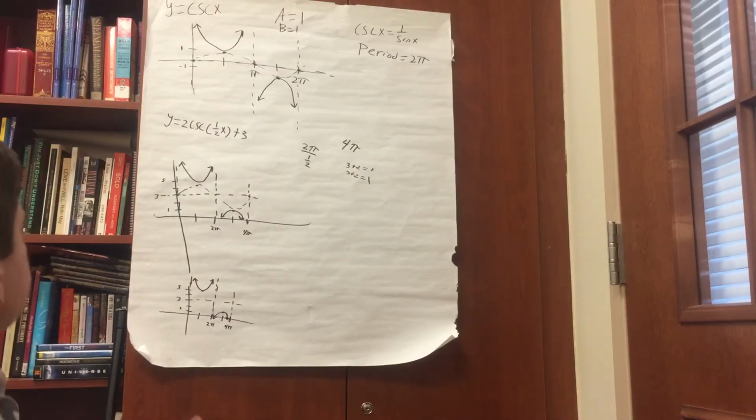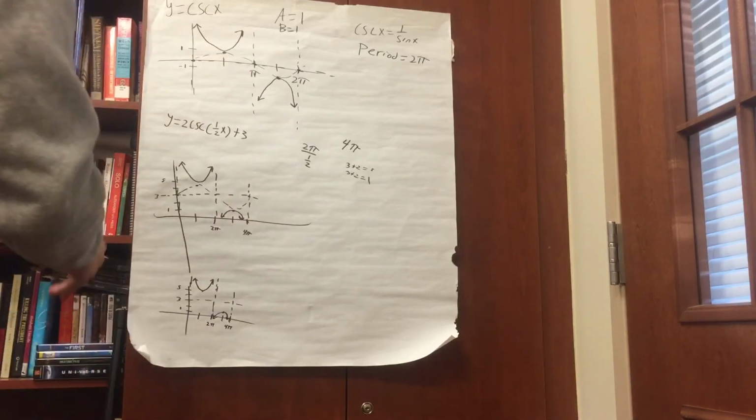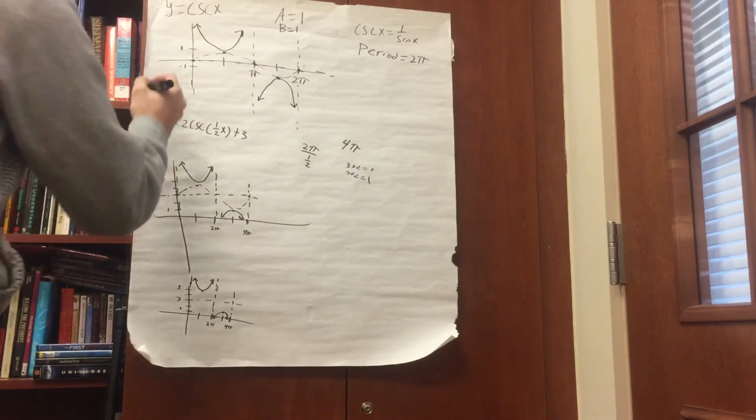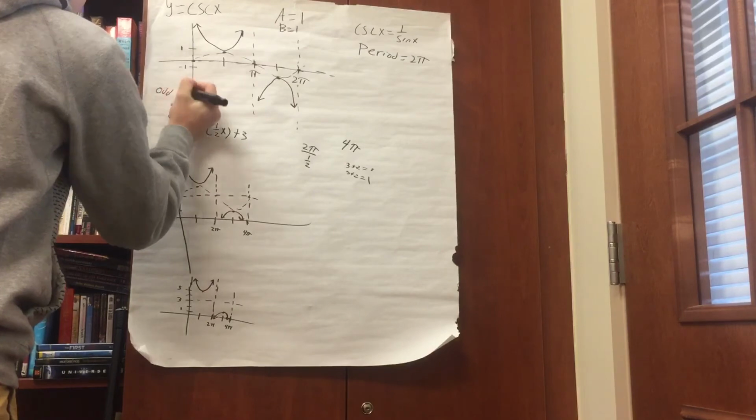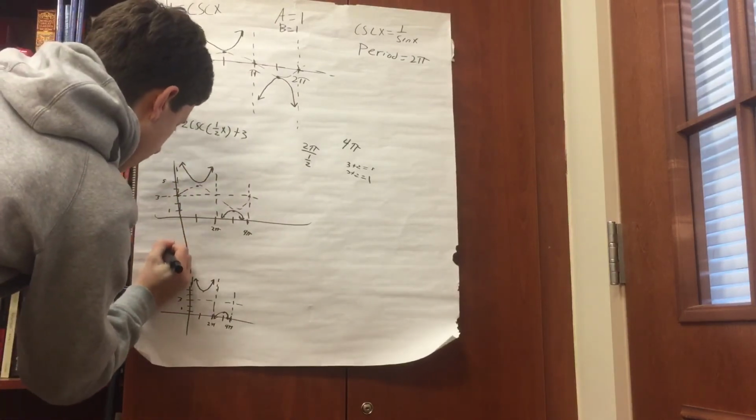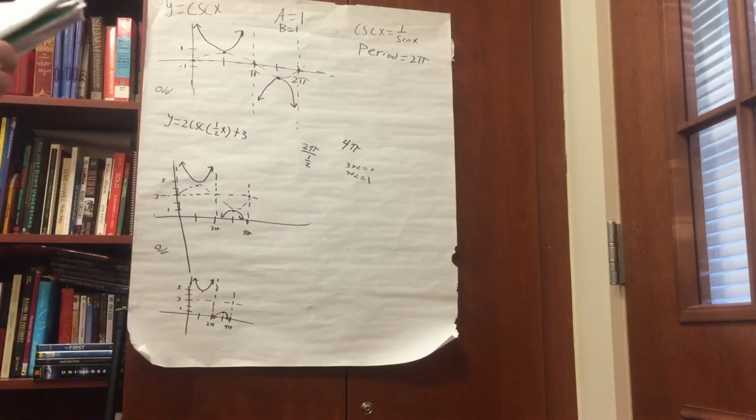And both of these graphs, the first one, which is y equals cosecant x, they're both odd. So they're both odd. And that's how you graph two cosecant graphs.